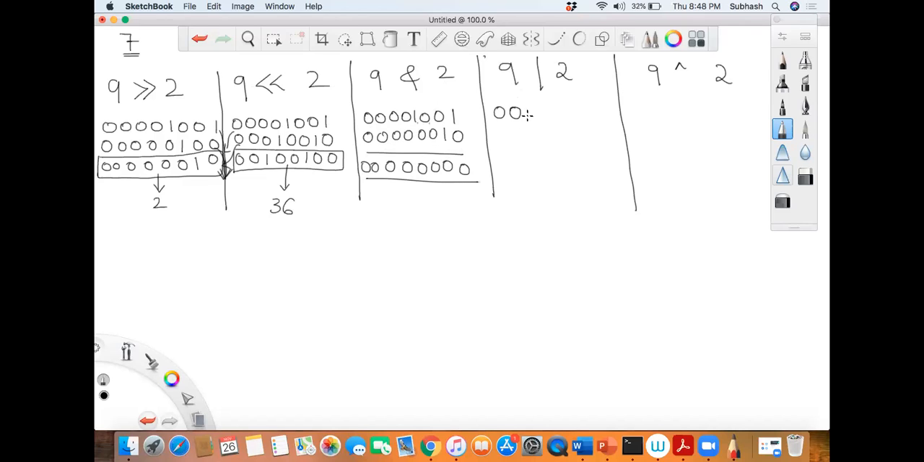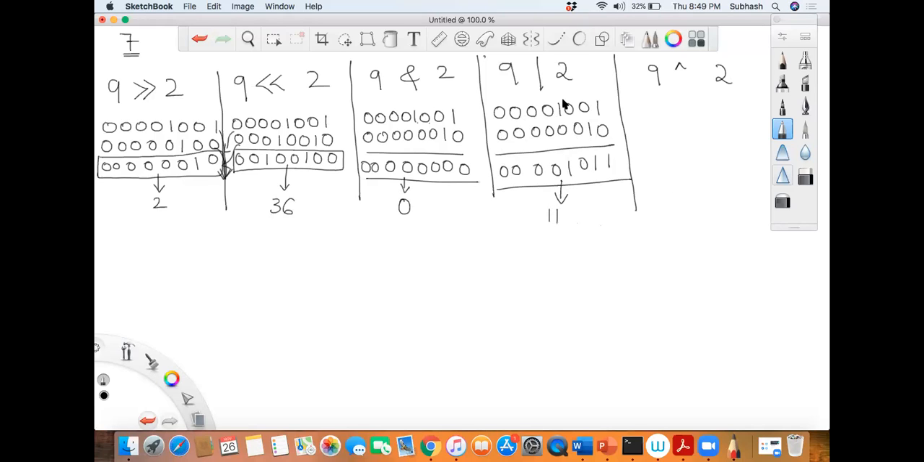Now 9 or with 2. Okay, 0 0 0 0 1 0 0 1, and 0 0 0 0 0 0 1 0. So this is bitwise OR. Only if both are 0 it will become 0, rest all will become 1, correct? 1 OR with 0 is 1, 0 OR with 1 is 1, 0 0 is 0, 1 0 is 1, 0 0 0 0. So what is this value, guys? Tell me. This value is 11, isn't it?